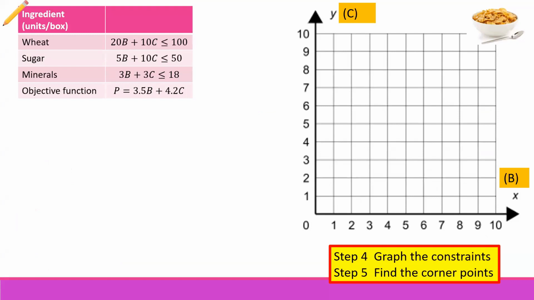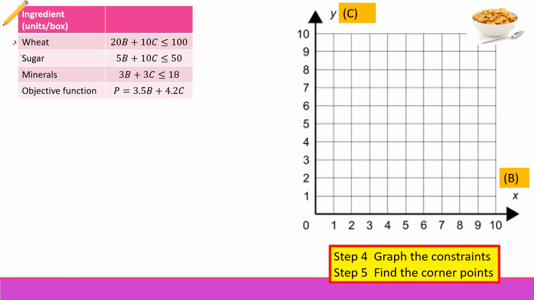The next 2 things we're going to do are graph these constraints, the wheat, the sugar, and the minerals, and then use that to find the corner points of the feasible region, just like we did in the last question. All 3 of these are relationship constraints, and they are easy to find because we can just go like this.